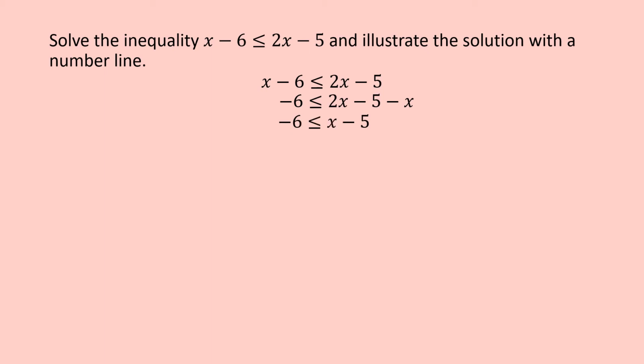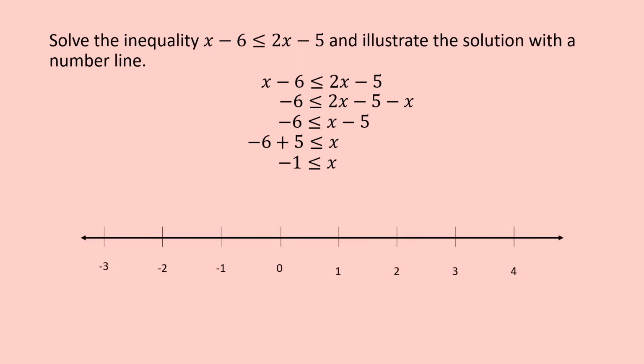Then add 5 to both sides. Then finally you will get the answer: x is greater than or equal to minus 1. The number line is like this. The filled circle shows that minus 1 is part of the solution. The solid line shows that all values above minus 1 are part of the solution.